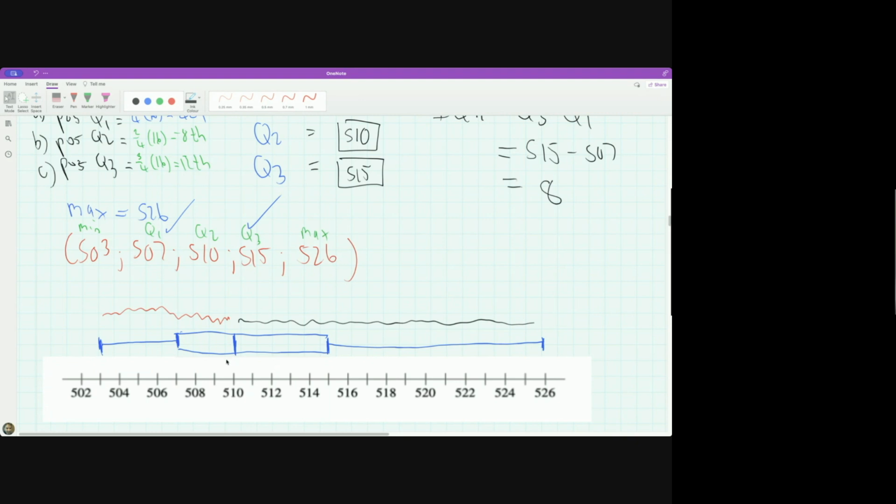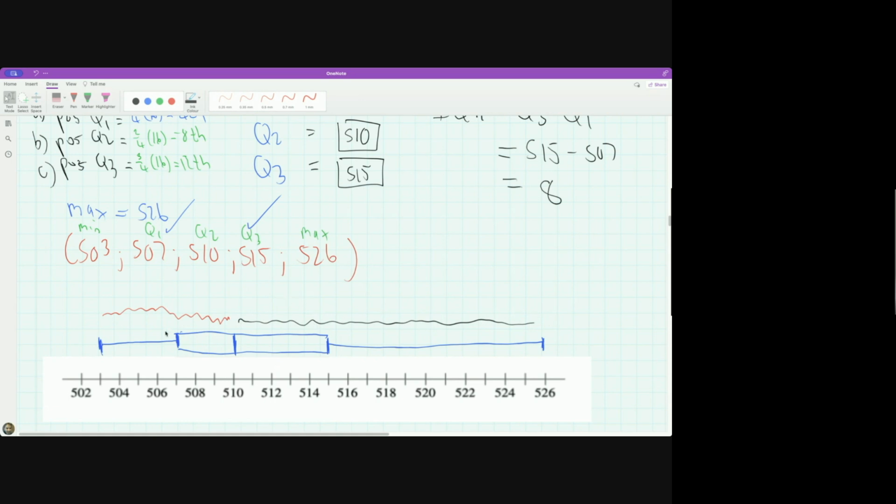So what stays with me is that the top 50% of the data looks much more spread out, whereas the bottom 50% of data is more closely compacted together. And I just want you to be aware of that, because we're going to talk more about that in the next lesson.